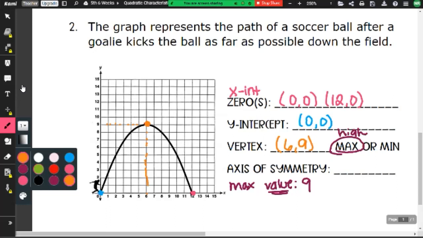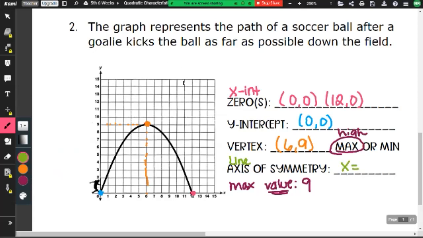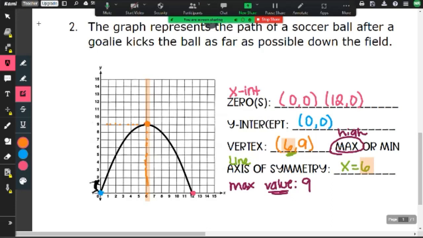All right, last but not least, the axis of symmetry. My axis of symmetry is my line of symmetry. It must be an equation. That equation always starts with x equals, and x equals what number? 6. X equals the x value of the vertex. Yep, it's always going to match, just like the maximum or minimum value will always match as well. But I don't want to overwhelm you with little tricks like that just yet.